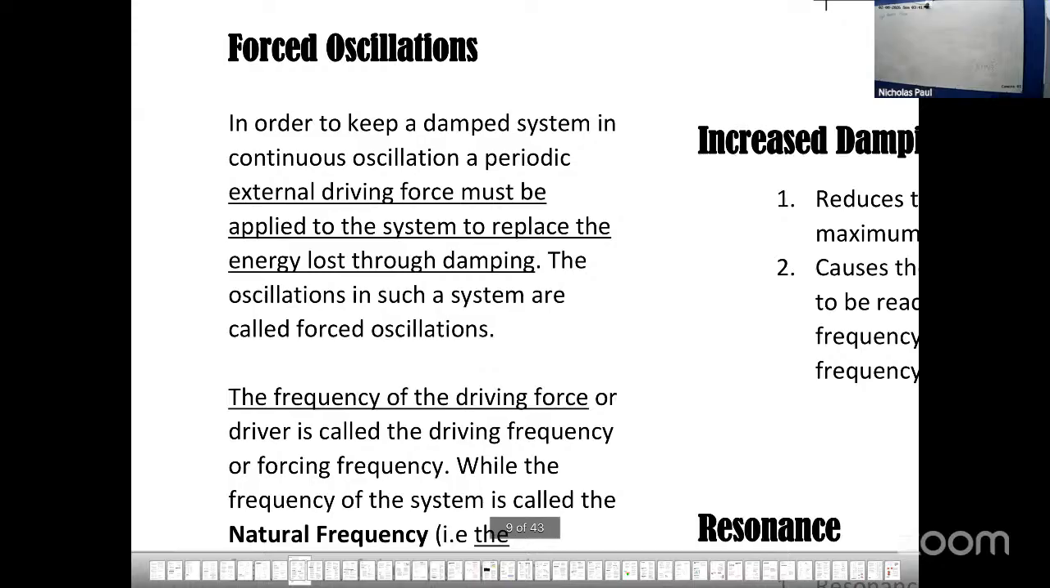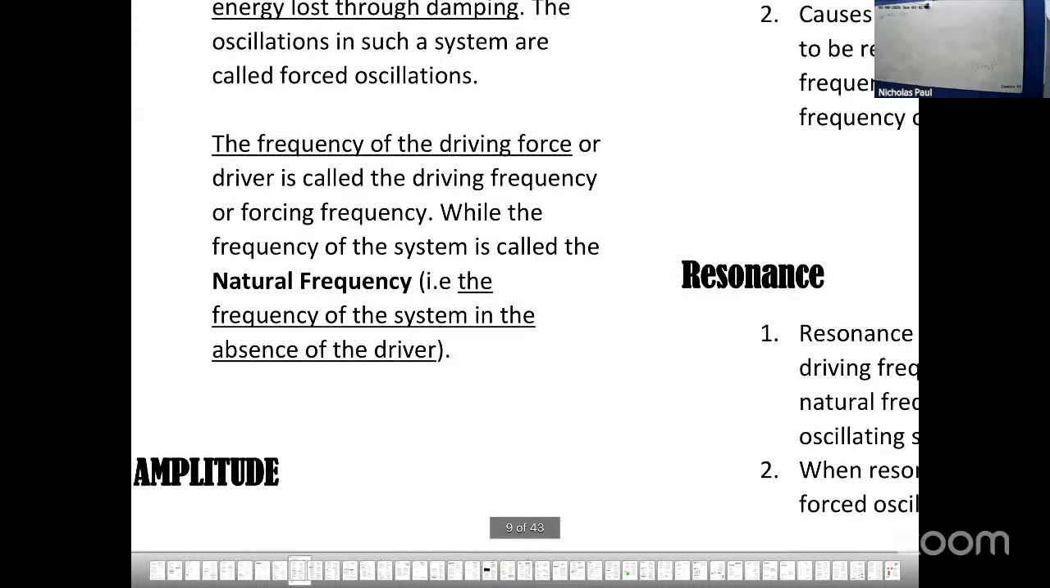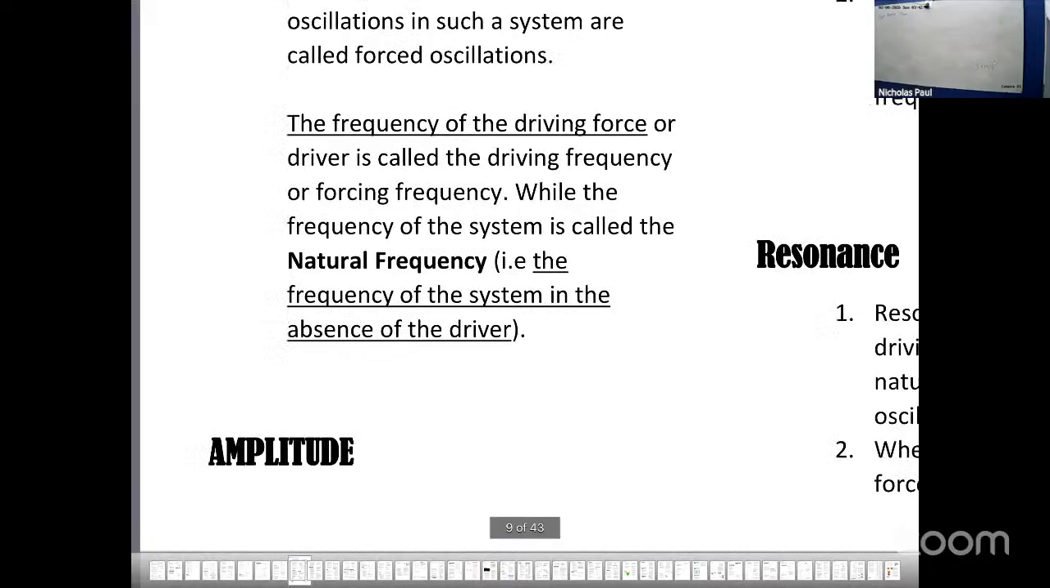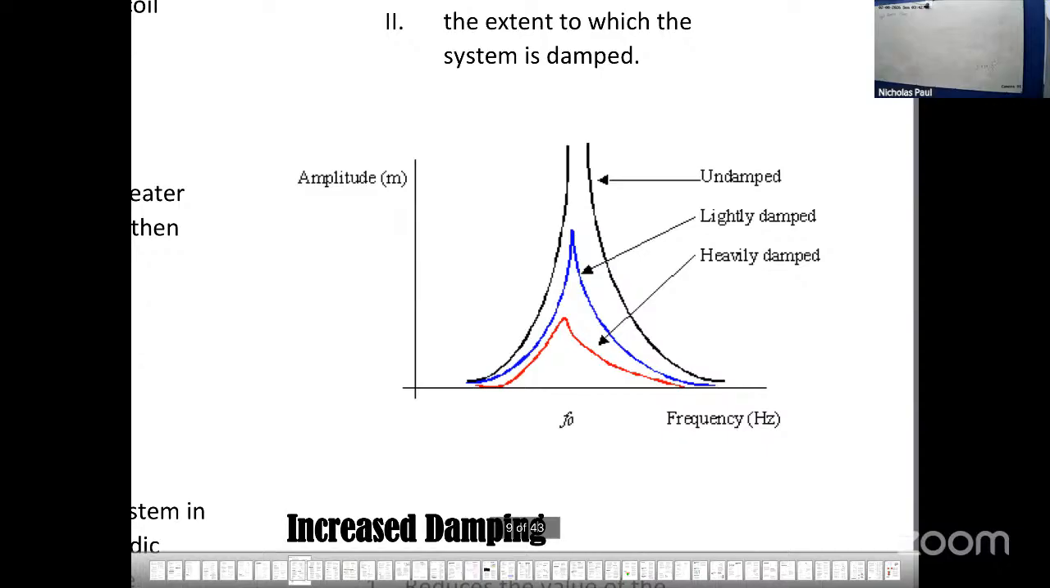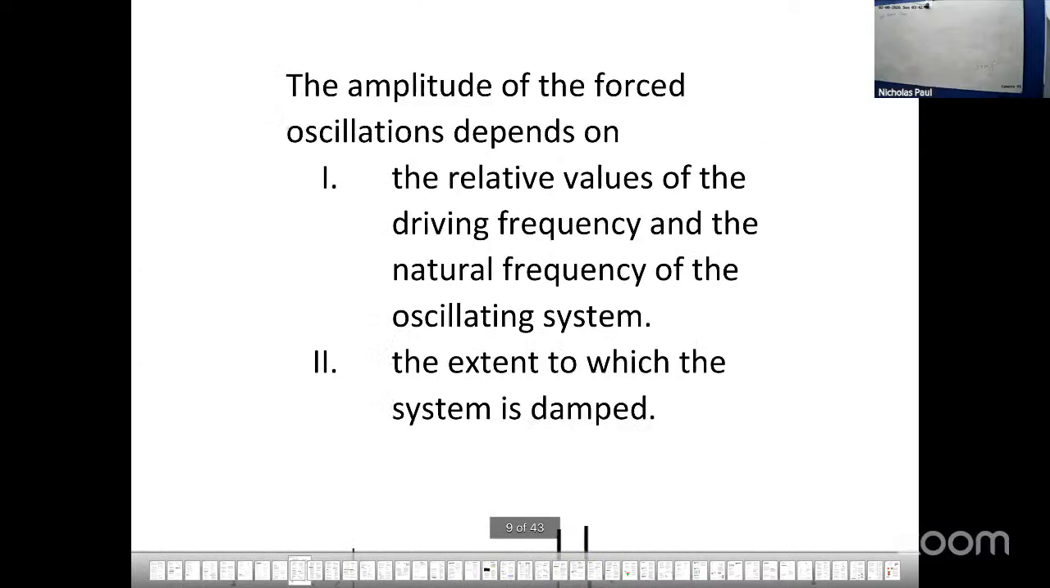Straightforward, right? The oscillations in such systems are called forced oscillations. Yeah, you're forcing it, right? The frequency of the driving force, or the driver, is called the driving frequency or the forcing frequency, while the frequency of the system is called the natural frequency, right?